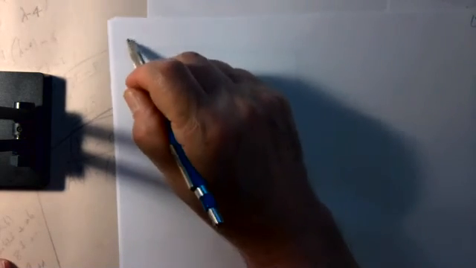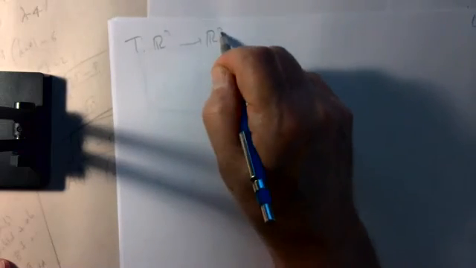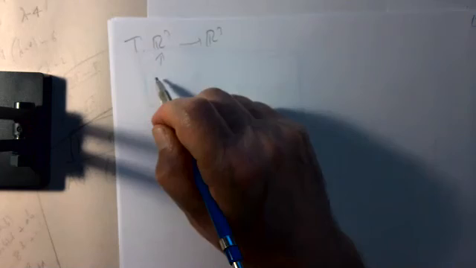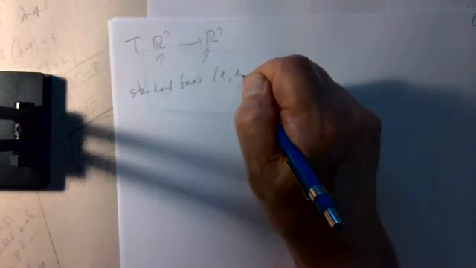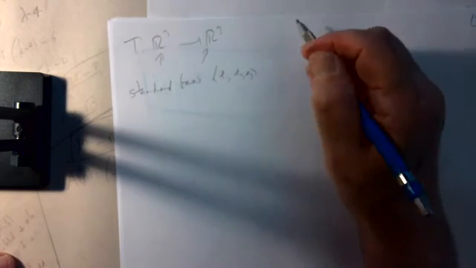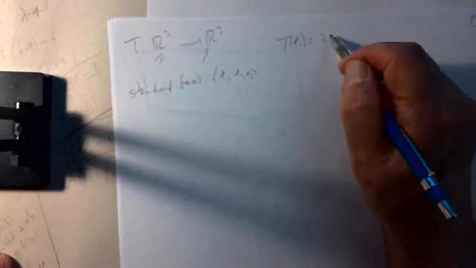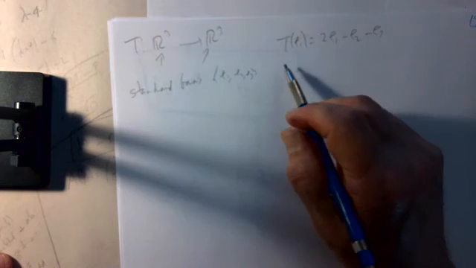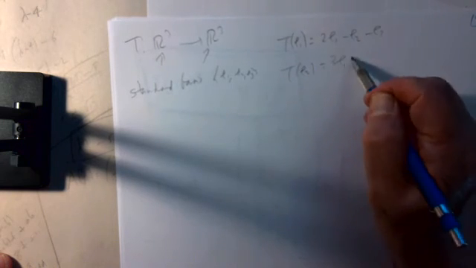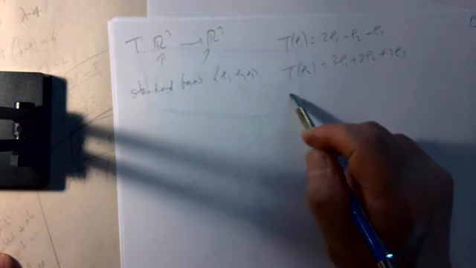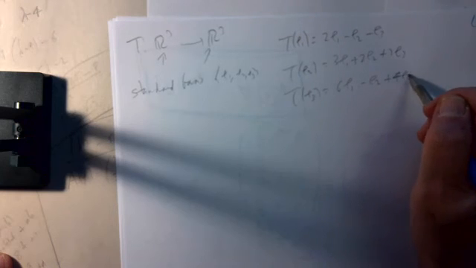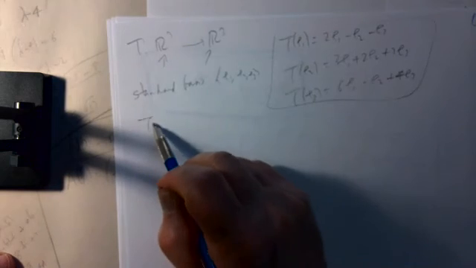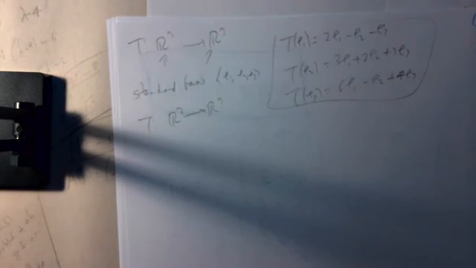Let's make it simple. Suppose I look at an operator T from R3 to R3, and suppose I use the standard basis for both of them. And suppose that T of E1 is 2E1 minus E2 minus E3. And T of E2 is 3E1 plus 2E2 plus 7E3. And T of E3 is 6E1 minus E2 plus 4E3. So this is just some operator from R3 to R3.